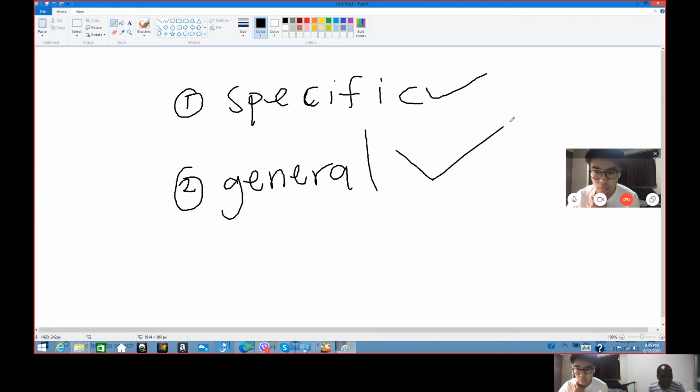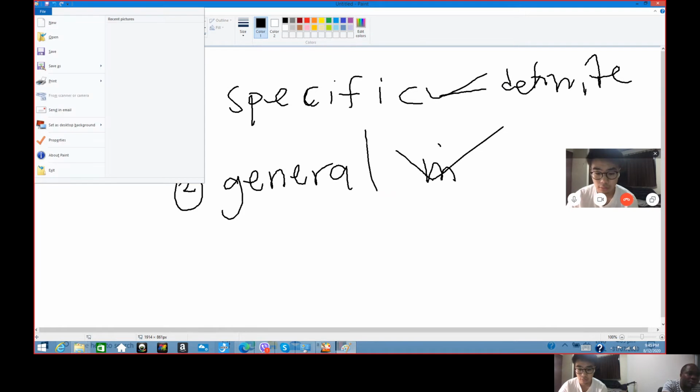That's the definition. Now let's go to the function. So we're looking at types of article, definite and indefinite. Then we look at definition. It tells whether a noun is specific or general. Another way you say it is if a noun is definite or indefinite. Very good. Now let's go to the next one.